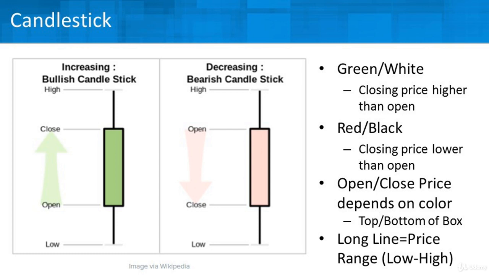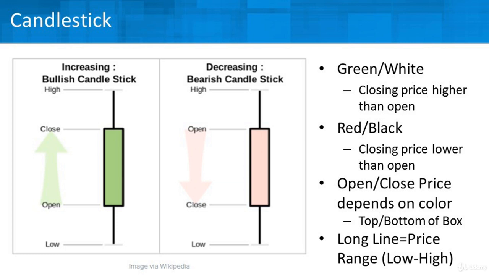Now, the long lines at the top and the bottom are the range of pricing that's happening in that time period. So the price at the top is the high, and at the bottom of the range is the low. So if we were to look at, let's say, the green one again, by the way, bullish, where it says bullish means is just bulls and bears.